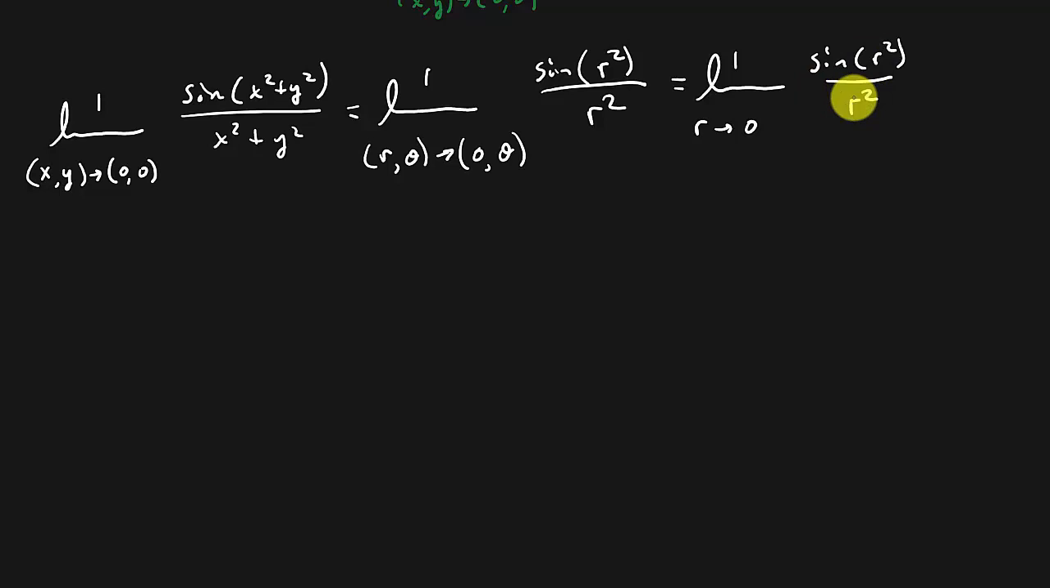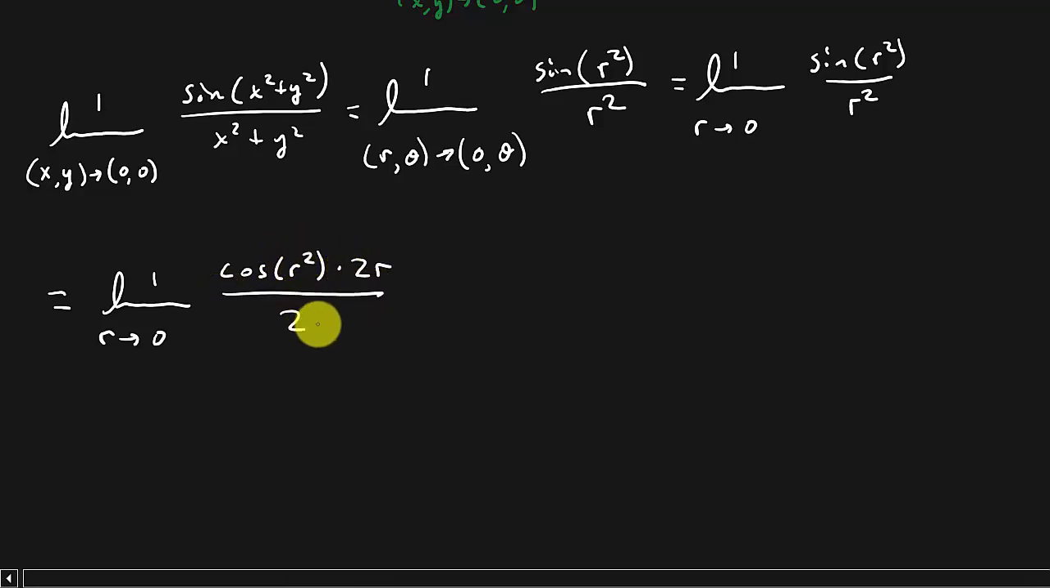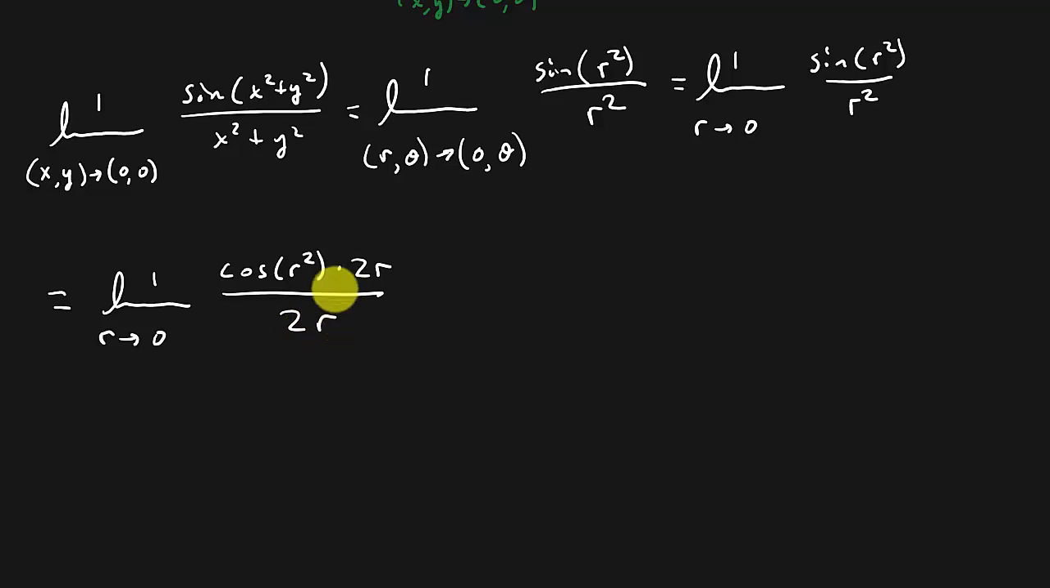Okay. But we're in one variable now. We're just in terms of r. So I can use, do you remember? We can use L'Hopital's rule. So this is the limit as r goes to 0 of, what is that? Cosine r squared times 2r over 2r. And look at that. Man, that worked out nice, didn't it?